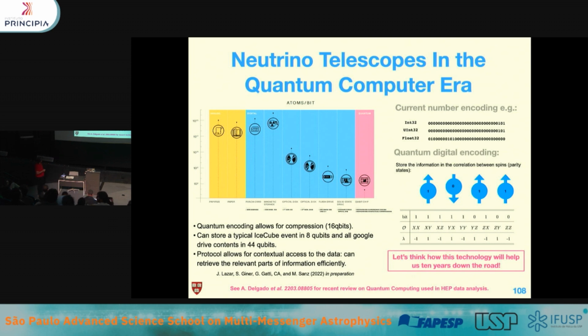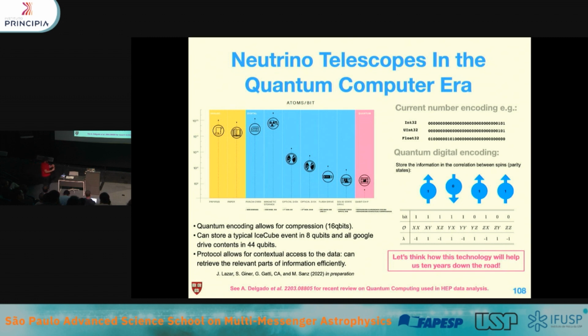So what we've been thinking with some of my students, and some people in Spain, is how to do data analysis with quantum computers. And the problem is that quantum computers in the current era have only a finite number of qubits. And so the difficulty here is that you have to be able to store the information in a limited amount of qubits. And so we have an encoding protocol that uses the parity of the qubits to essentially store binary information. And we can store, for example, an IceCube event in about 8 qubits, and we can store all of Google Drive contents in about 44 qubits with these things.